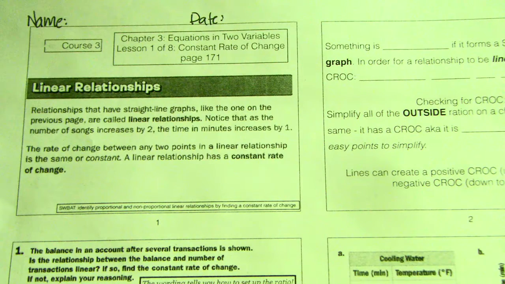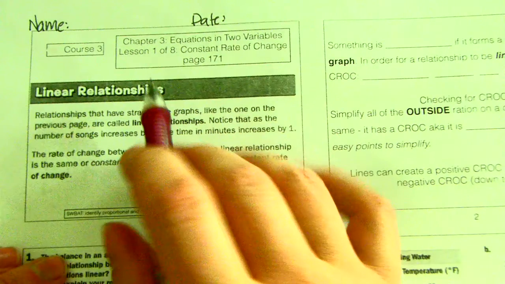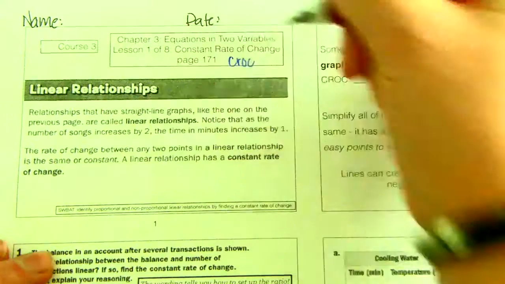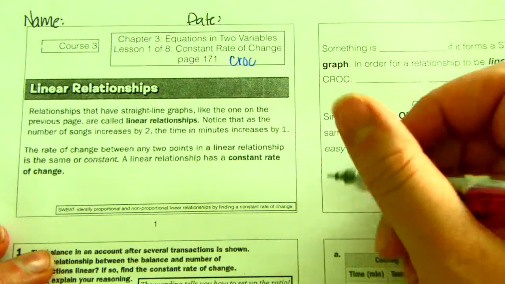Okay, so today we're starting Chapter 3, Lesson 1, lots of vocab words. And so we'll have our vocab sheets. I'm just going to highlight them. So we're talking about the constant rate of change. I abbreviate that the CROC, or croc, like crocodile.